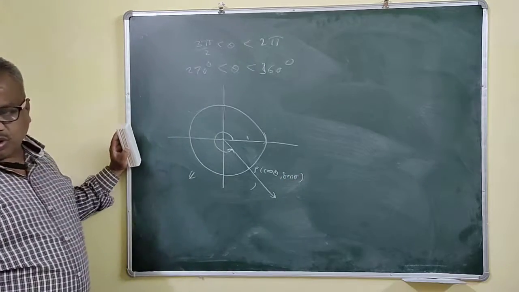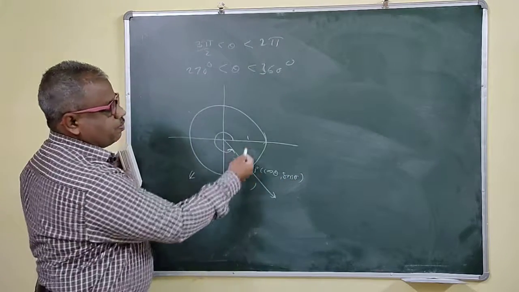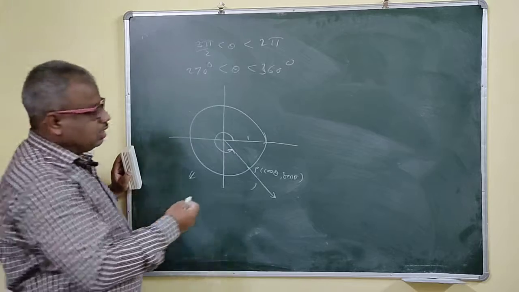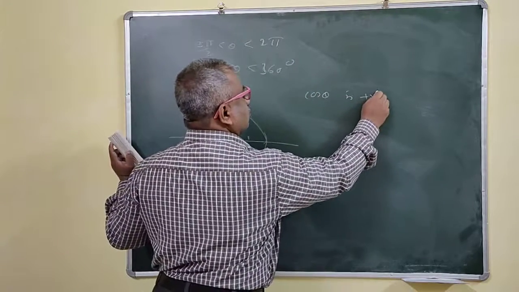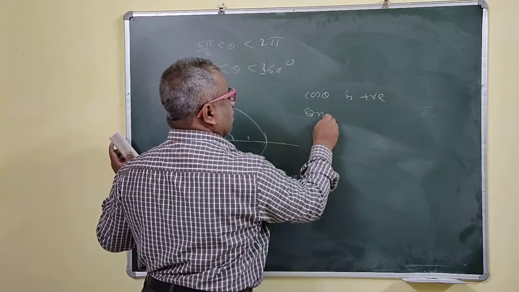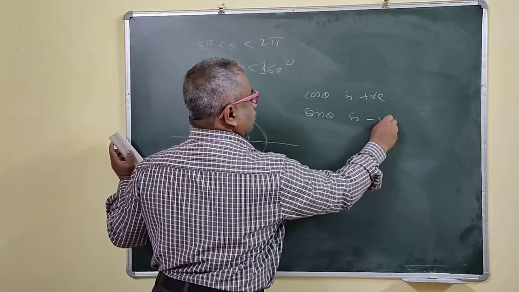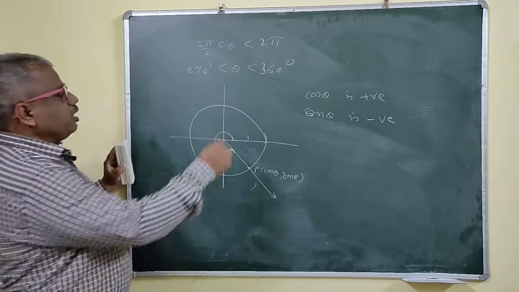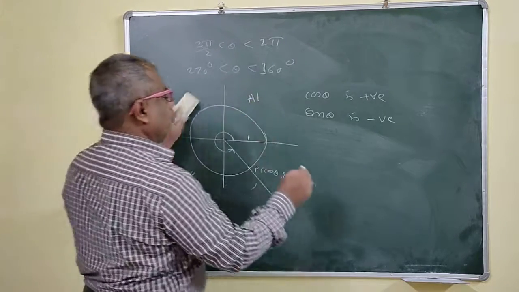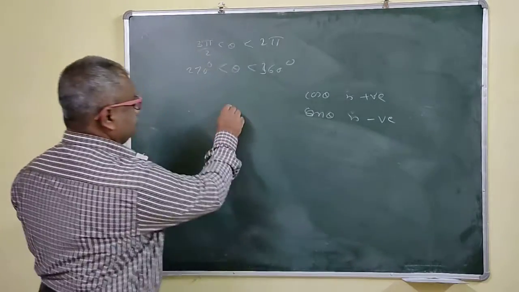So you are in the fourth quadrant. Now see, you have to draw a perpendicular, and it will be on the positive x-axis. That means cos theta is positive and sin theta is negative.